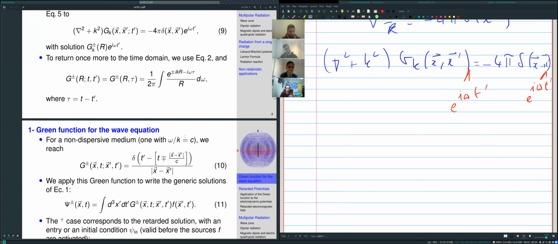If omega and k are related with a simple dispersion relationship, so this would be in vacuum, away from the sources or away from the radiating medium, then this r goes out of the integral, and we have this integral in omega of an oscillating exponential, which is a delta function. So long story short, we have the solution 10.